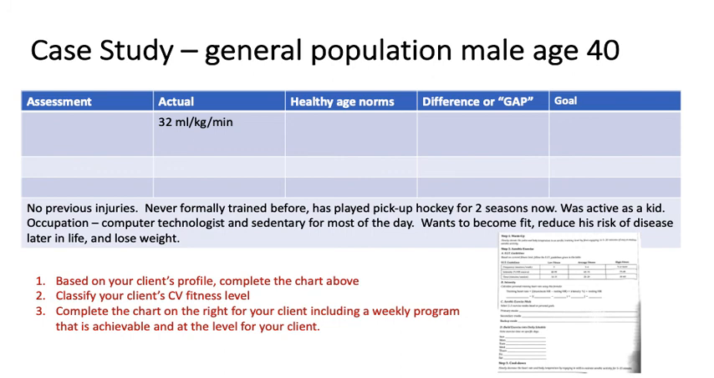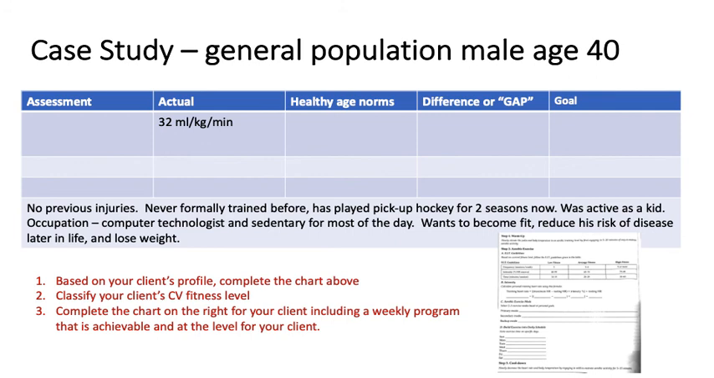So you can determine what type of assessment you would use for this individual. Okay, because he's classified really as sedentary, although he's played hockey for 2 seasons now, which I would assume is 1 day per week. That's relatively sedentary. I would start him as a beginner, and I would probably do a submax indirect aerobic fitness test.